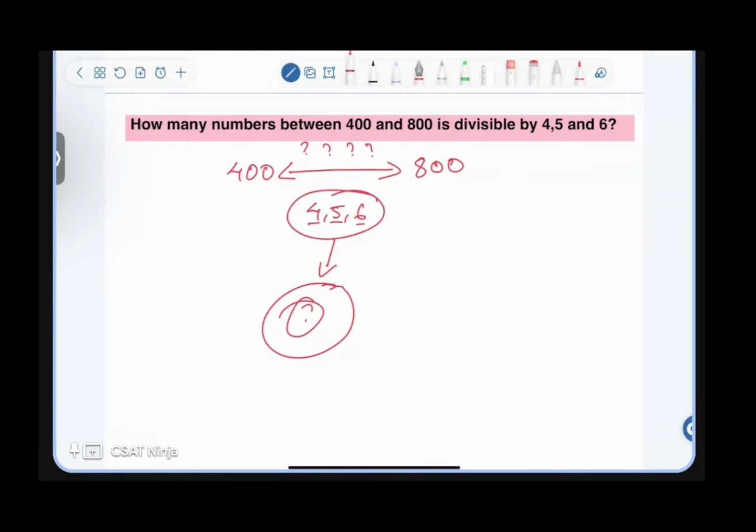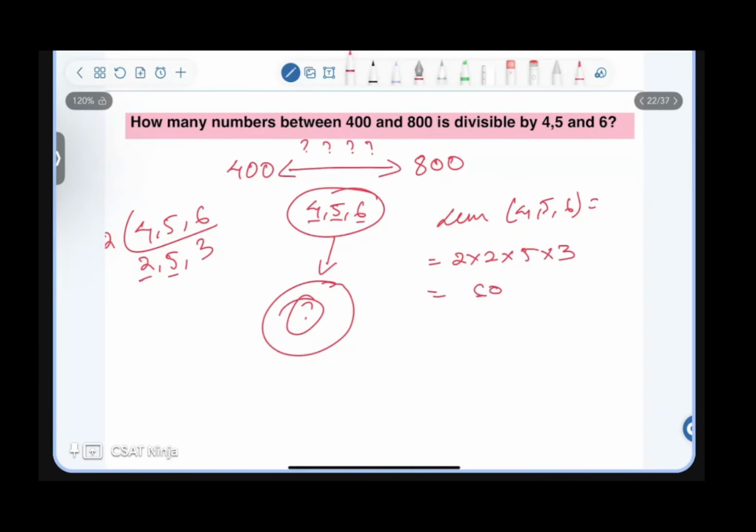Let us find the LCM of 4, 5, and 6. What's the LCM of 4, 5, and 6? 2 2s are 4, 5, 2 3s are 6. So I can stop here. Why? Because there's no common term that can divide any of them. So it is 2 into 2 into 5 into 3. 4 5s are 20, 20 into 3 is 60. The LCM here is nothing but 60.